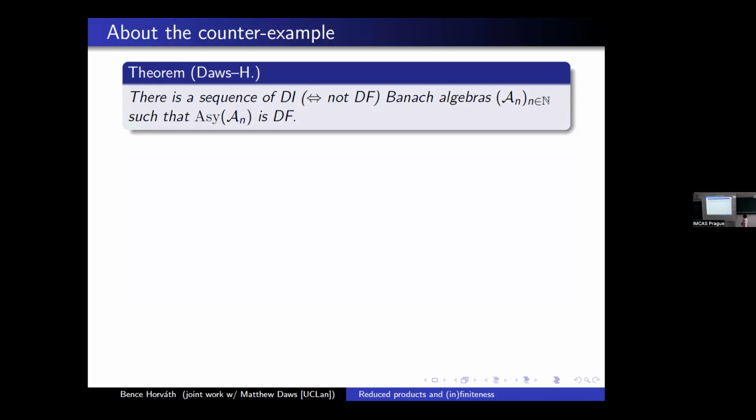Yeah, so about the counterexample that we gave. I said that you can find a sequence of directly infinite Banach algebras such that this asymptotic sequence algebra, or corona, will be directly finite. I just want to tell you some ingredients of the proof.